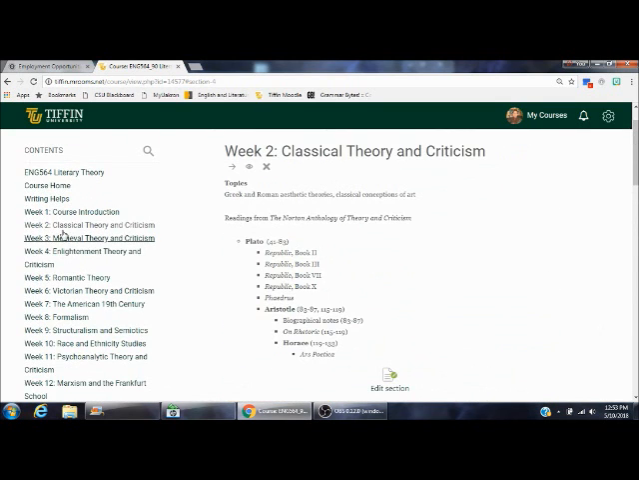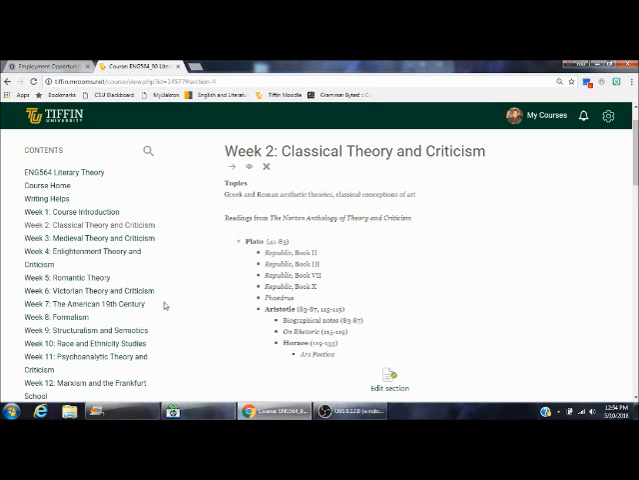We'll take a look at that in just a moment. And of course, that progresses each week. So the second week we're covering classical theory and criticism. The third week we're into medieval times. Week 4 we're covering the Enlightenment. Week 5 Romantic theory. Week 6 Victorian theory and criticism. In week 7 we're talking about the American 19th century. Then after week 7 we get into some specific theoretical approaches such as formalism and then structuralism and semiotics.